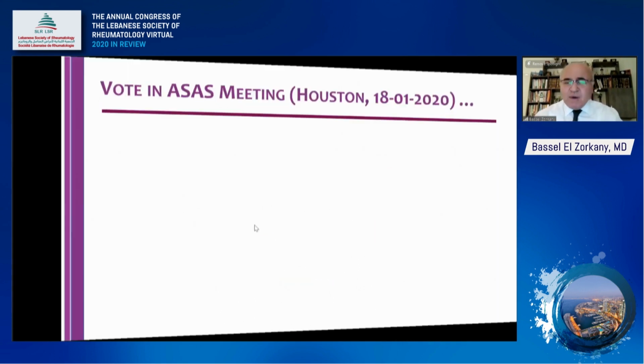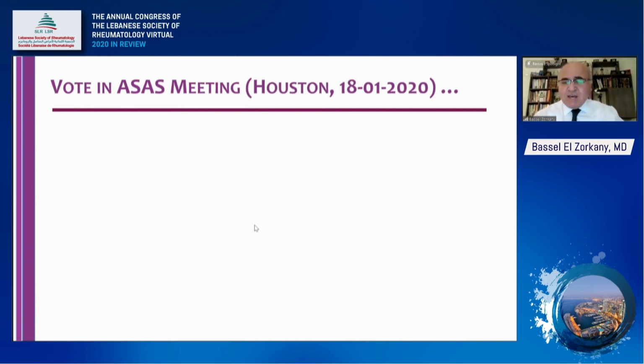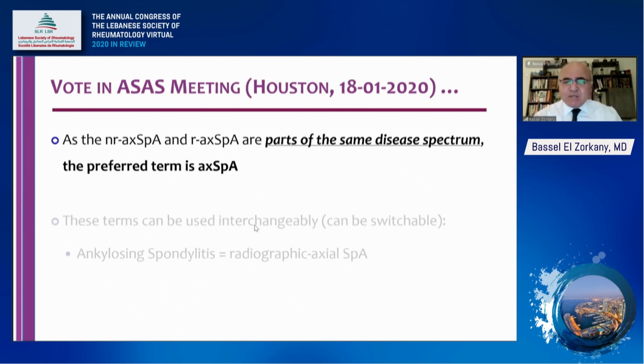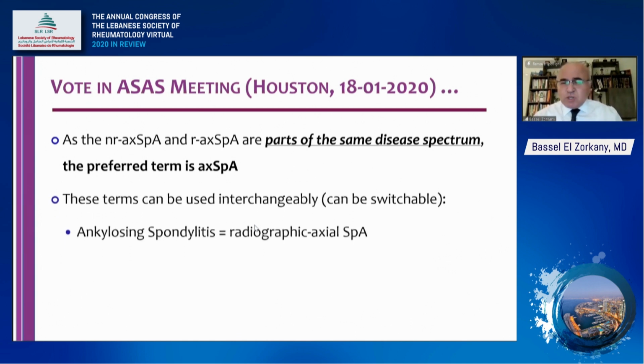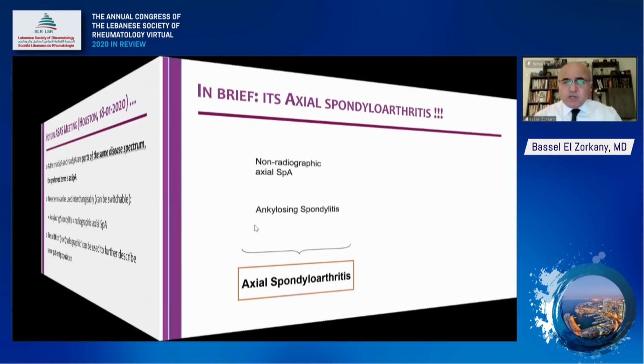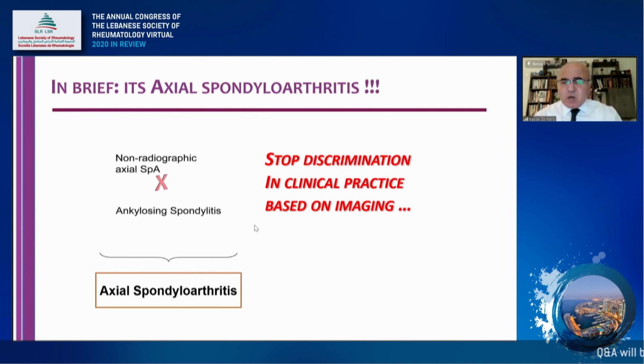And that's why in the most recent physical meeting of the ASAS, we had a vote that as both non-radiographic and radiographic are parts of the same disease, the preferred term is axial SPA. The terms ankylosing spondylitis and radiographic axial SPA can be used interchangeably, that is to say, can be switched. And you can add non-radiographic to further describe some patients or some populations for clinical studies. So in brief, to finish up this point, please stop discrimination in clinical practice based on imaging. Just use the term axial spondyloarthritis.